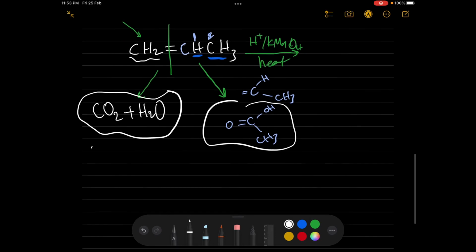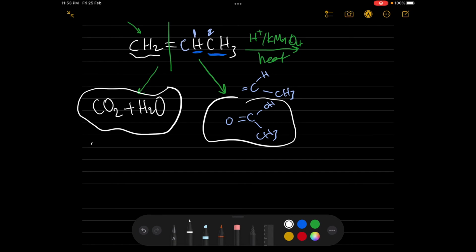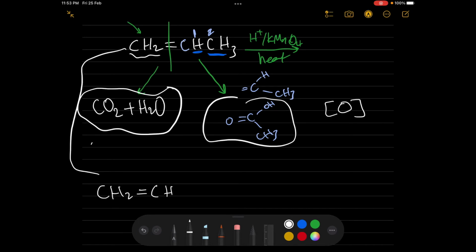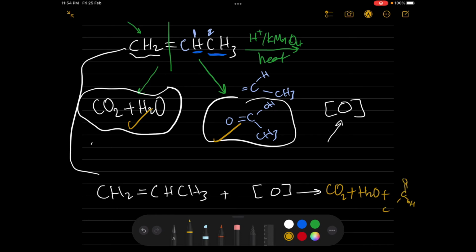So what can you conclude in this? If I want to describe my process in a simple way, I just want to rewrite this again here, like CH2 double bond CH3, plus you want to add oxygen in here, and that leads to what? We can add this simply instead of adding KMnO4 and this stuff. So the product will be, as we can see, we're going to get CO2 plus H2O plus C double bond O, OH and CH3.